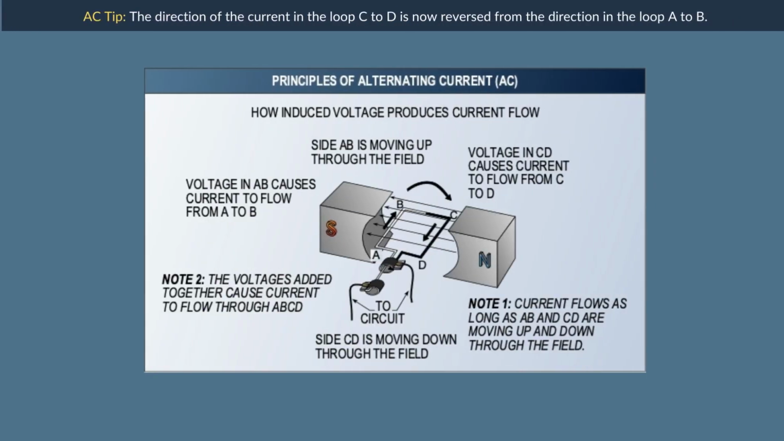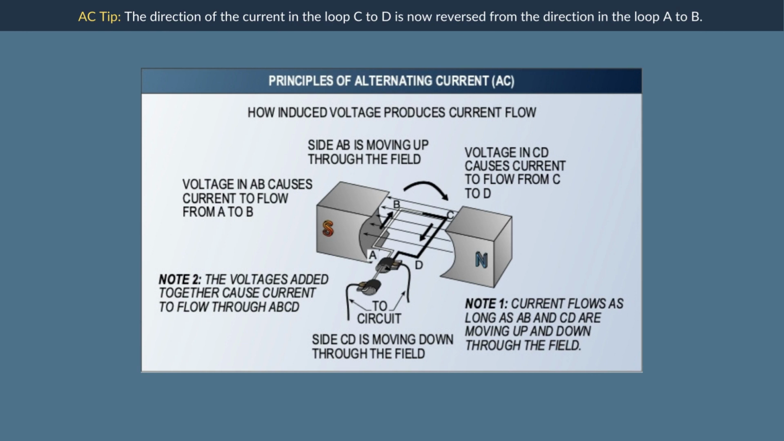In the illustration, the side AB is moving up through the field, and the side CD is moving down through the field. The voltage induced in AB causes current to flow from A to B, and the voltage induced in CD causes current to flow from C to D. Such voltages add together and cause current to flow in the direction ABCD. Notice, this action takes place for as long as AB is moving up and CD is moving down.